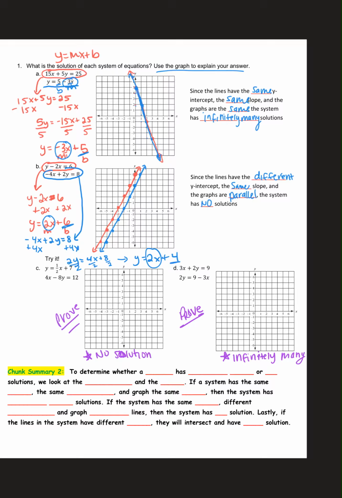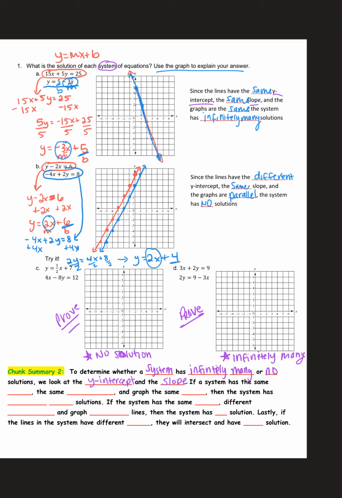Okay, so let's do our chunk summary. If you'd like to do it on your own, you may pause the video and then we can pick it right back up if you want to try as best you can to fill in the blanks. Otherwise, I'm going to go over it. To determine whether we're talking about systems that have one solution, infinitely many, or no solutions, we first have to look at y-intercepts, and we're also talking about slopes, and we're also talking about graphs. So I'm going to say y-intercept here. And the slope.